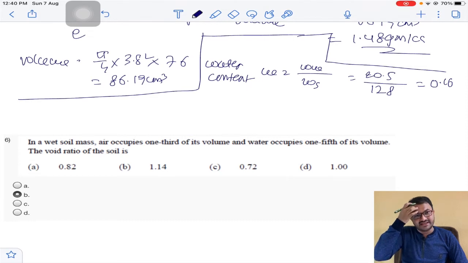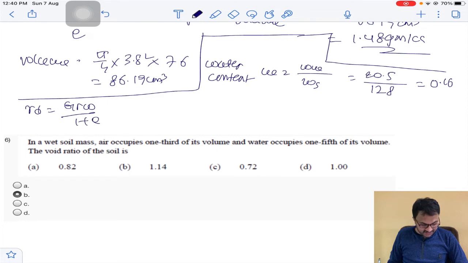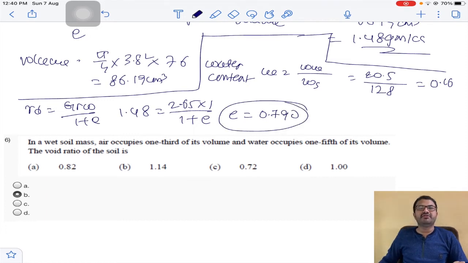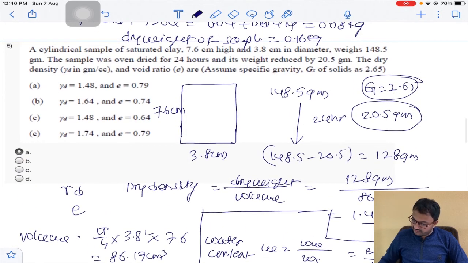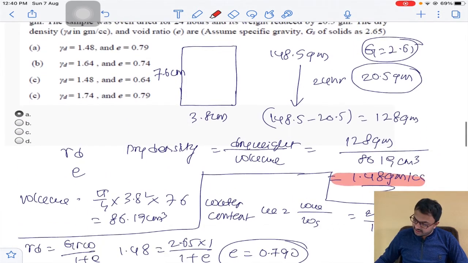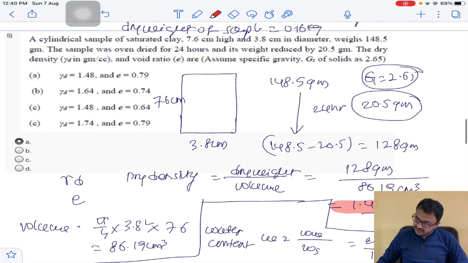And we know the dry density, we know the water content. So dry density is gamma D. We have gamma D is equal to G gamma W by 1 plus E. So what is gamma W? 1.48 is equal to 2.65 into 1 divided by 1 plus E. You will get E equal to 0.790. Okay. Without water content, we can also calculate this void ratio directly. So the answer will be 1.48, this is 1.48 and this will be 0.7. So you will get A as the answer.